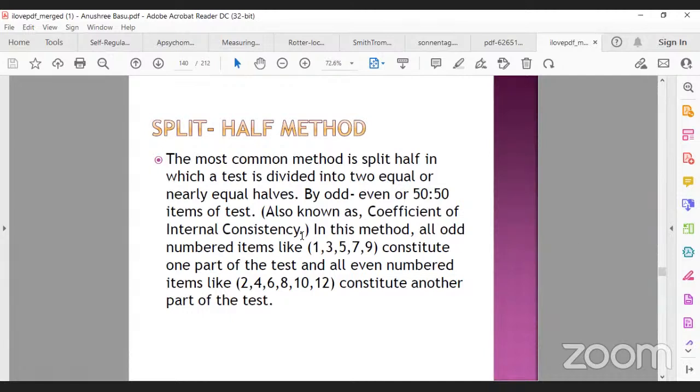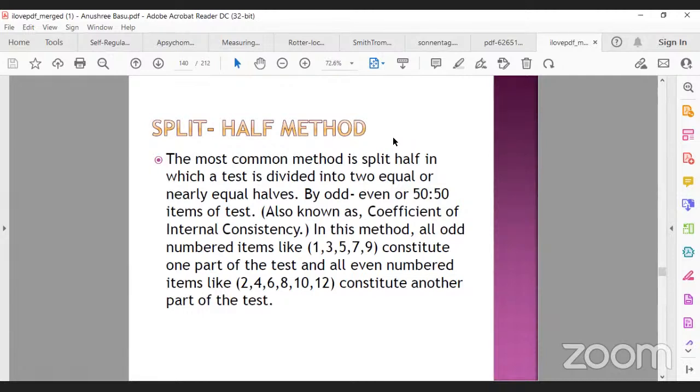In that case, the better way of split half is the odd even method. 1, 3, 5, 7, 9, and 2, 4, 6, 8, 10. That would represent the true split half in the case of Rorschach. So when we talk about the split half method, we have to be really careful about the nature of the items.